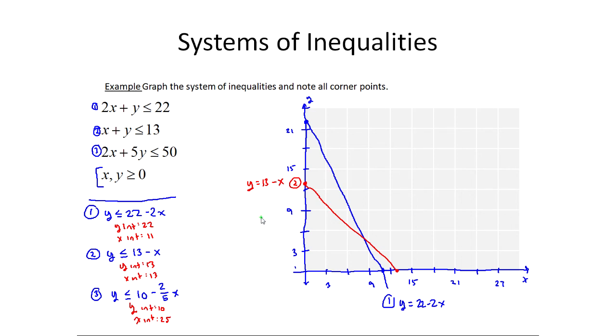Okay, for my last line, for 3, we have a y-intercept of 10. So it would be probably about right here. And we have an x-intercept of 25, so way, way out here. So there's 27. This is 24. 25 is probably about right here. And so this cuts off the region in a very interesting way, because it's going to go above these 2 points, this point of intersection right here.